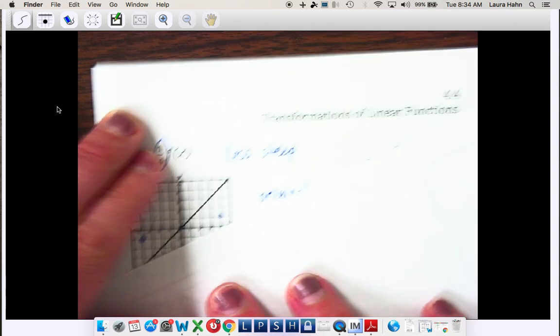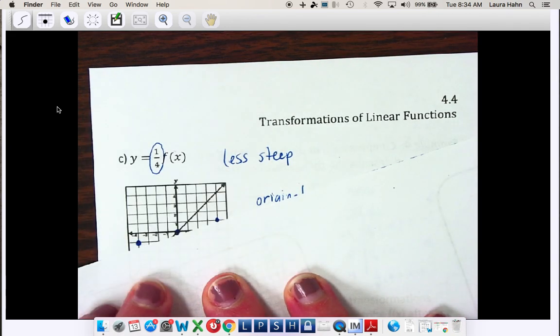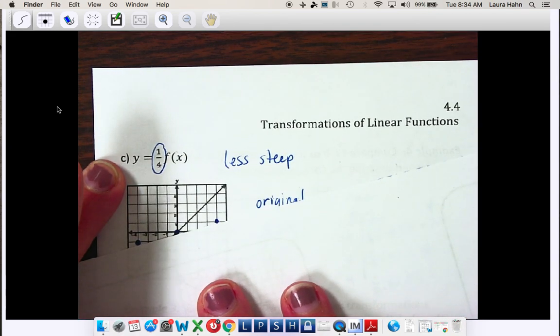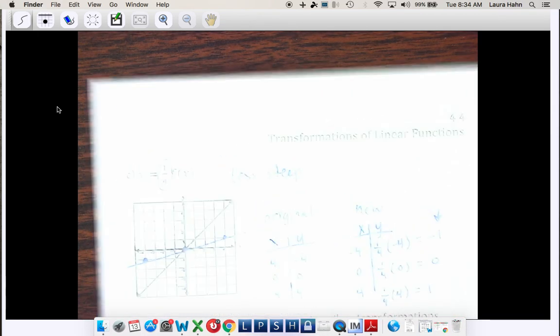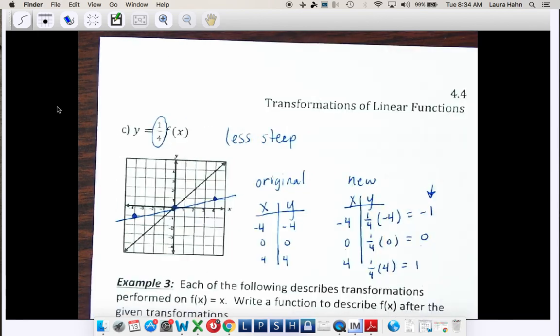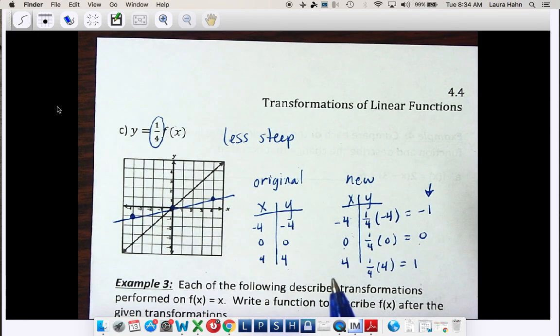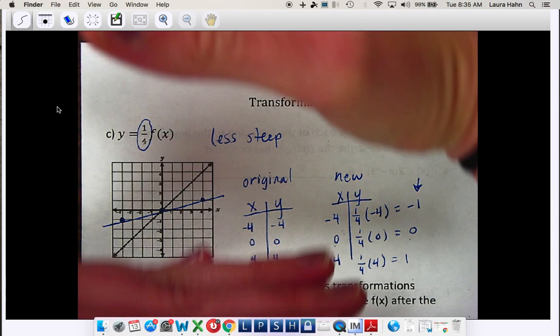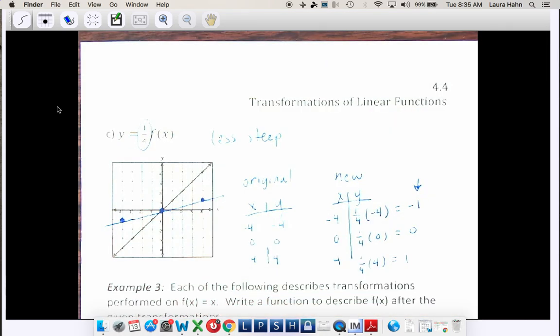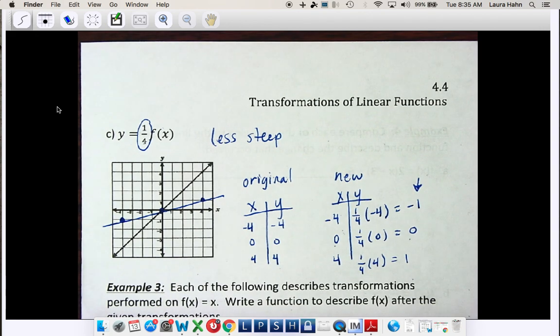Let's line them up. And you can see our new line is less steep. It's flatter, right? And it looks like someone just came in vertically and just smushed it down, flattened it out. That's called a vertical compression.